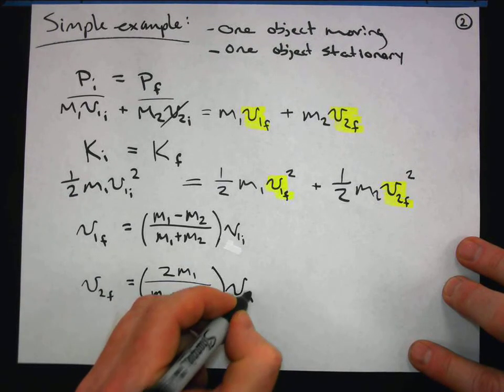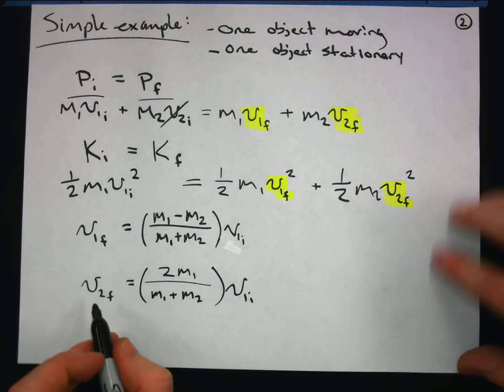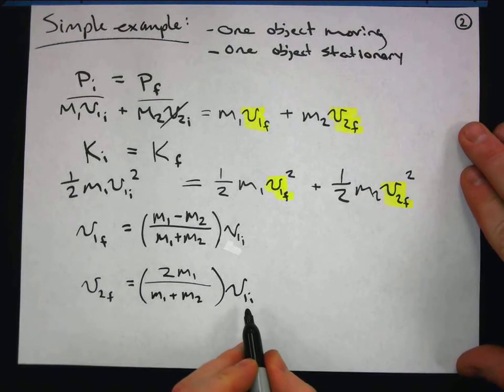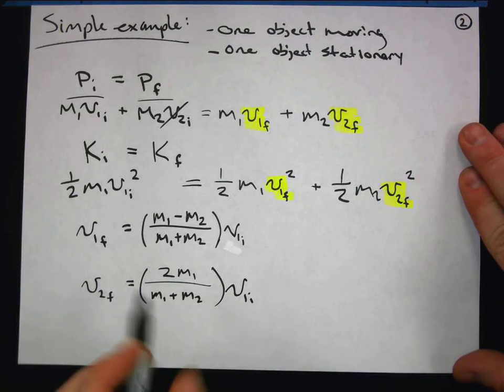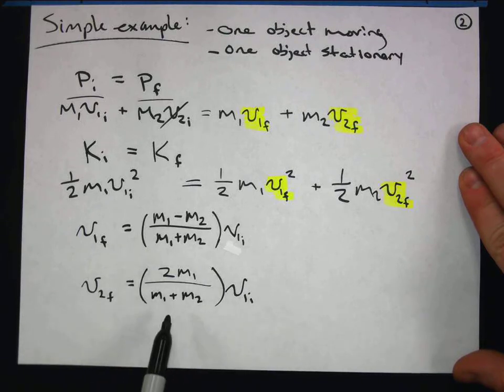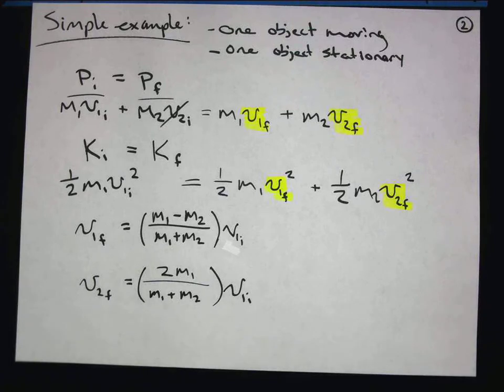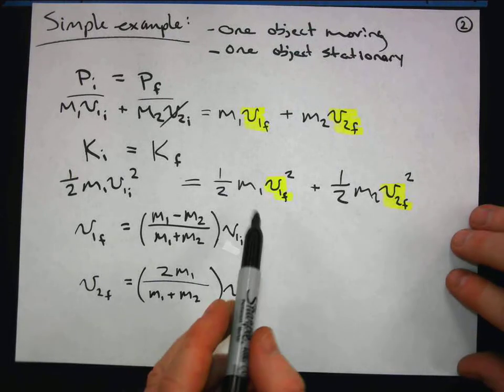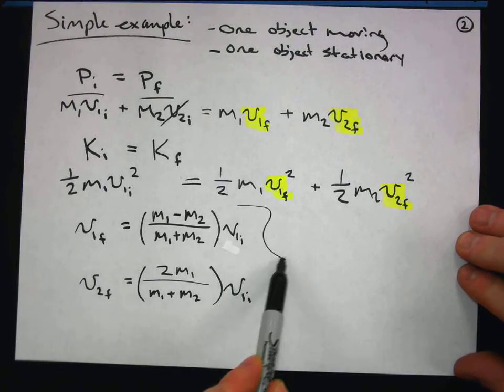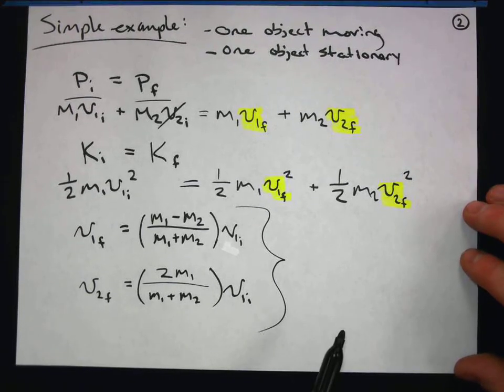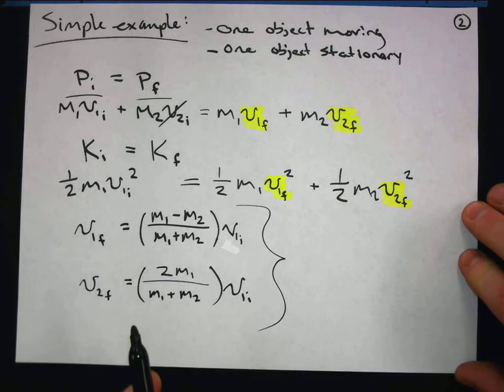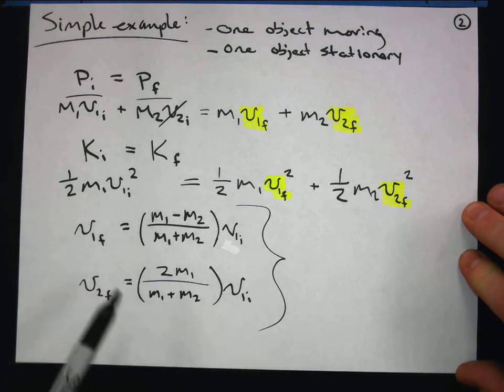So the final velocity of object 2 is still related to that initial velocity of object 1, but it's related through this term here, twice m1 divided by m1 plus m2. Okay, now these two equations right here, you're not expected to memorize those two equations. However, you want to be able to work with them, and really with enough practice you're going to end up just about having them memorized, knowing them by heart.